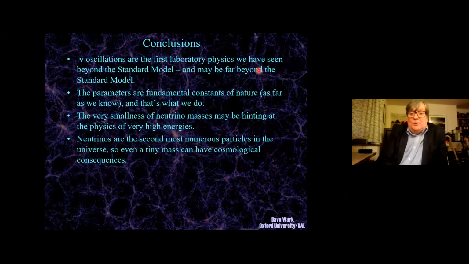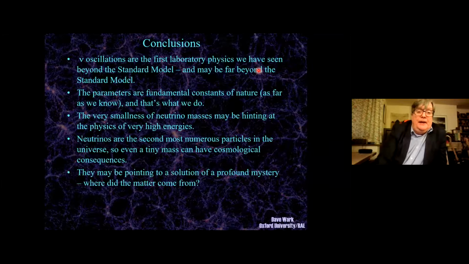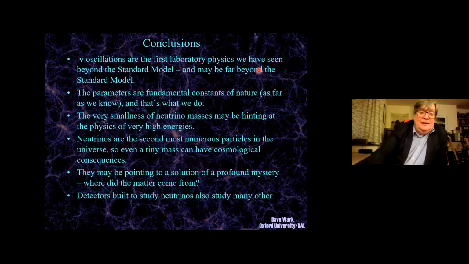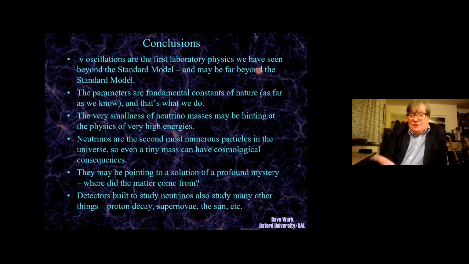Neutrinos are the second most numerous particle in the universe. So even if they have a tiny mass, it can have a cosmological consequence. So we have to try to find out what that is. And they may be pointing to the solution of the mystery of where the matter in the universe came from. We don't know yet. And the detectors that we build to study these things can be used for lots of other things: proton decay, supernova, the sun.